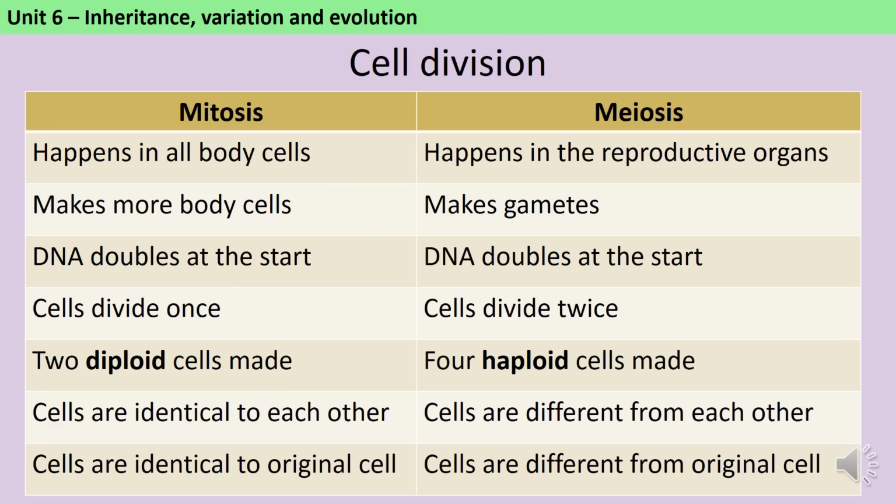The DNA also doubles at the start, just like it does in mitosis, but then the cells divide twice. So rather than producing diploid cells with the same amount of DNA as the parent cell, it produces haploid cells, and 4 of these. The cells are different to each other and also different to the original cell because they have half the amount of DNA that the cell started with.